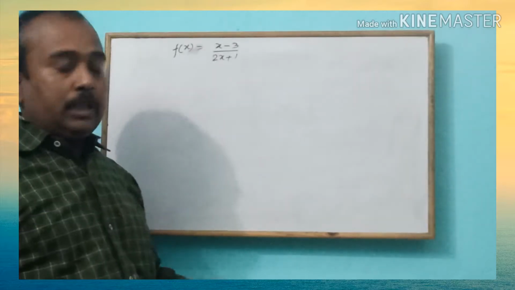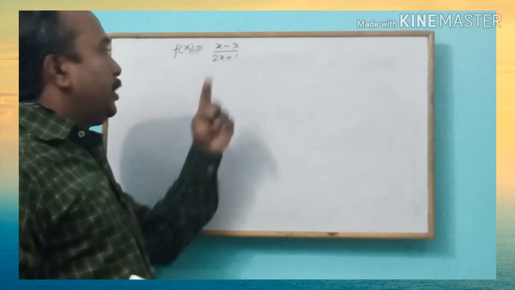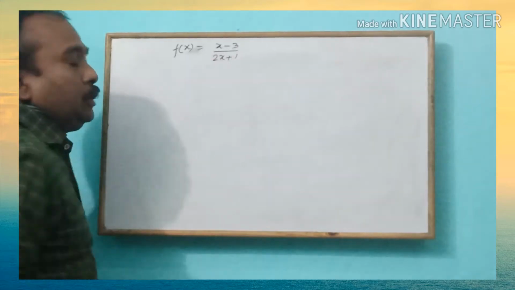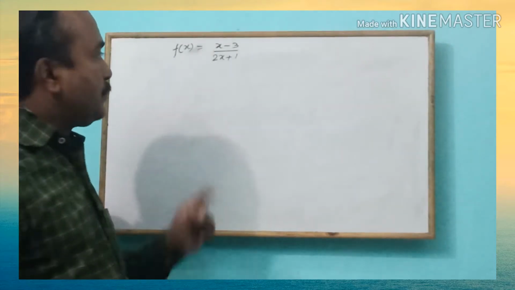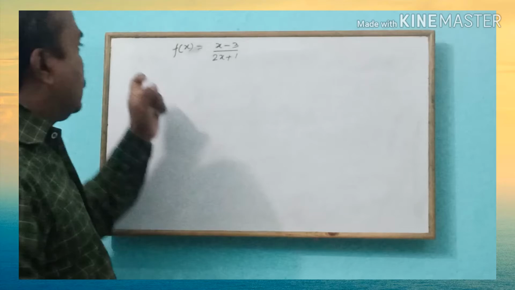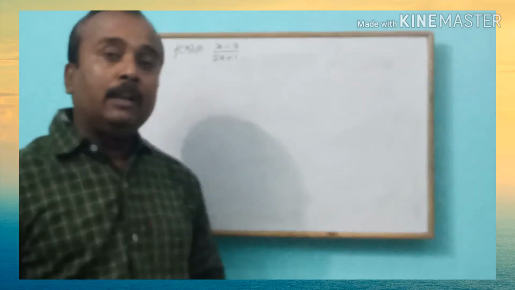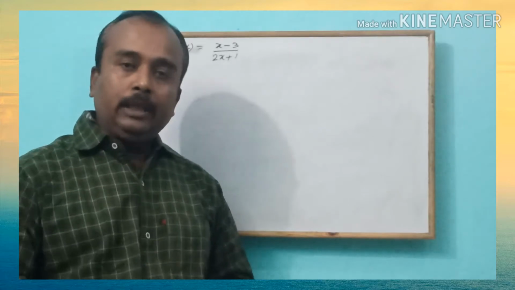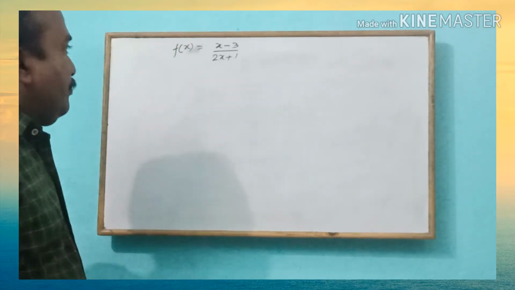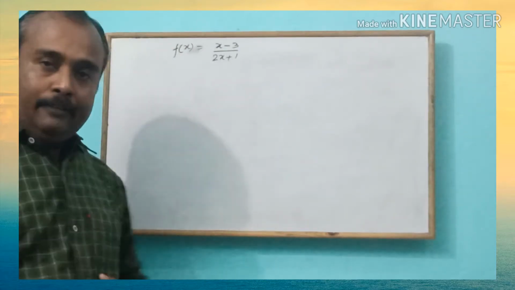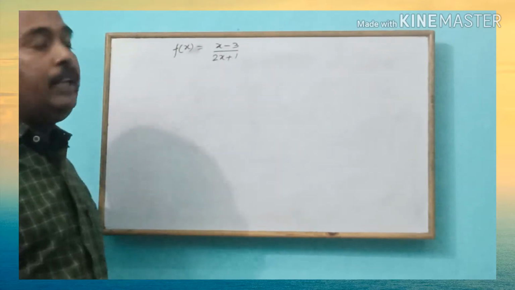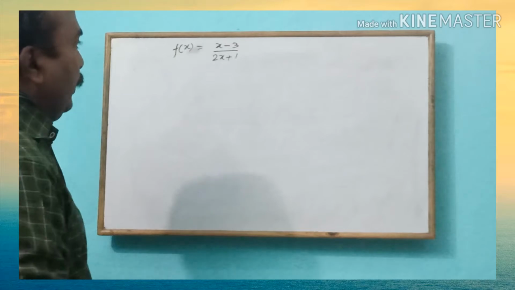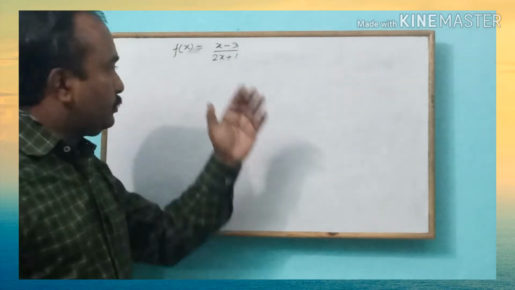Now this is our function f(x) = (x - 3)/(2x + 1). We have to find both the domain and range of this function. Now let me tell you, this is related only with real valued functions. We are interested in finding the domain and range for a real valued function. Since it is a real valued function, the function should give real values for the values of x and y. We are not dealing with the complex values.